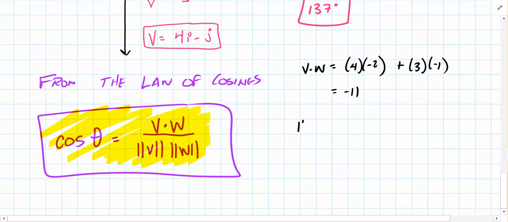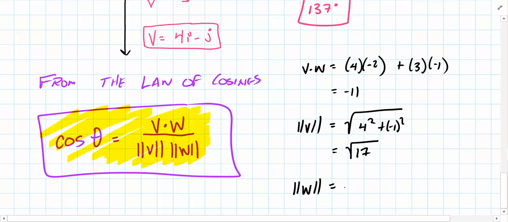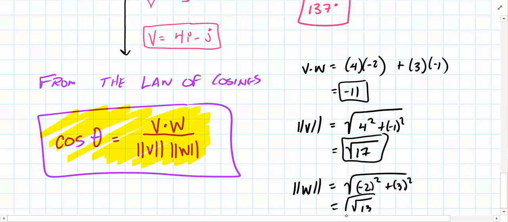I need the magnitude. So what's the magnitude of vector v? Well, it's the square root of 4 squared plus negative 1 squared. So I'm getting the square root of 17. Good. What else do I need? I need the magnitude of vector w. So I need the square root of negative 2 quantity squared plus 3 quantity squared. So I'm looking at the square root of 13. All right, you guys, I have all the pieces that I need. I have all three of my pieces.